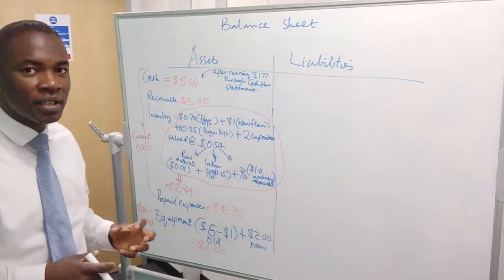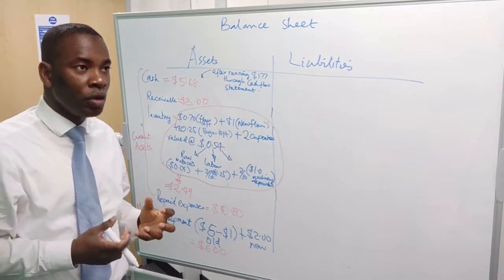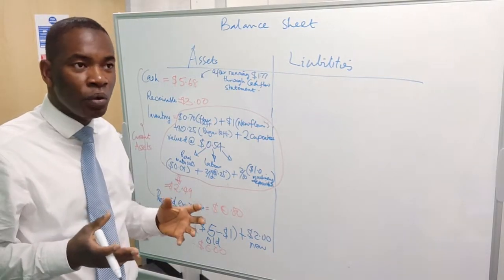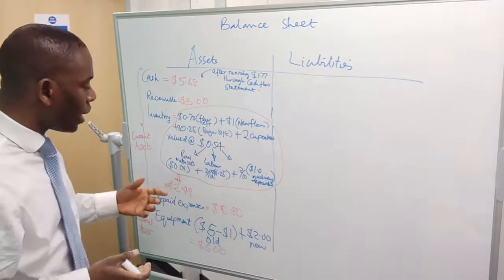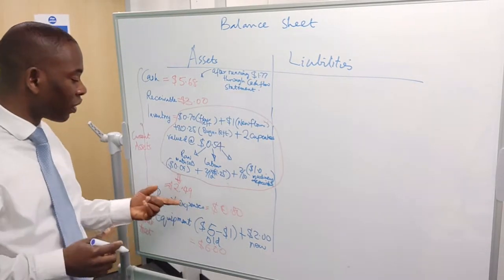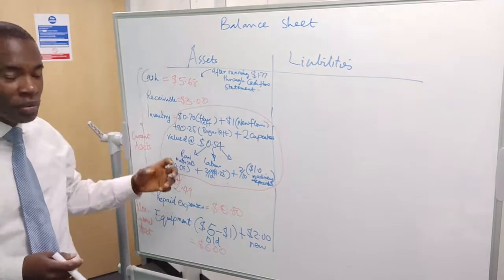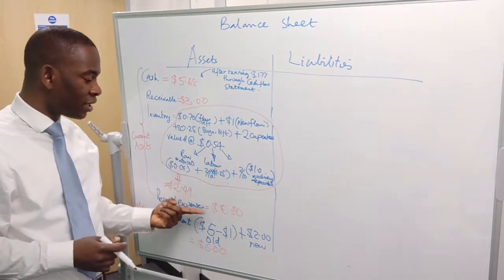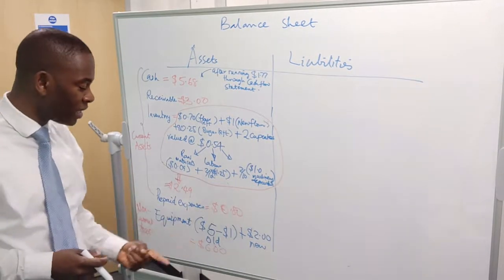Then we have prepaid expenses. Remember, we did maintenance in our cash flow, whereby we were trying to maintain the equipment which we were using. At that point we had not recognized the expenses in our income statement, so we have them as prepaid. So we have 80 cents of prepaid expenses.